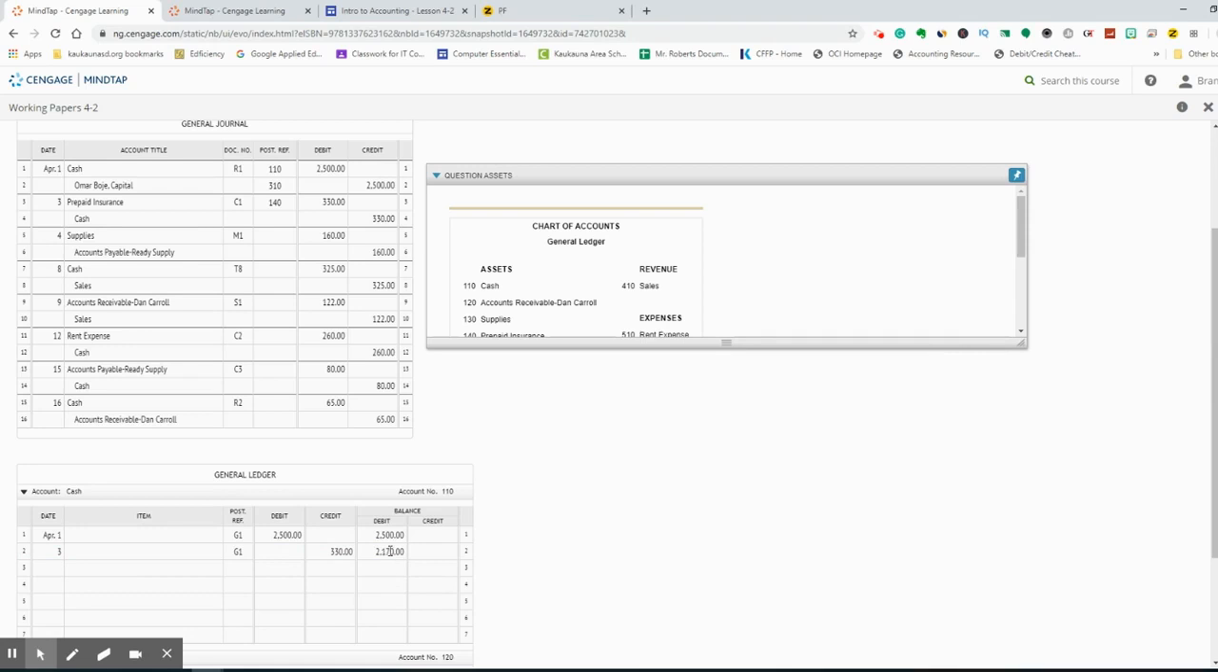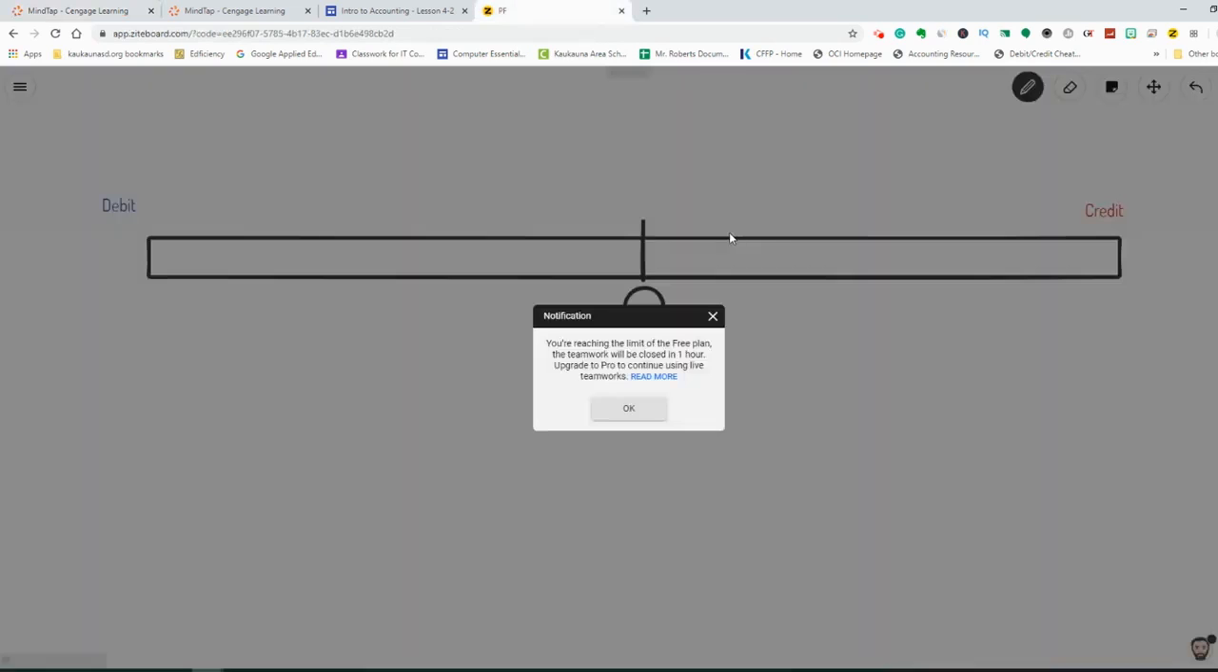This is really important because a lot of people will say, oh, it's a credit, so now the balance must be a credit. No, it's not, okay? It could become a credit, but in this sense, my debit balance of 2,500 is way bigger than the 330 credit. So I just subtract that, and now my debit balance goes down. If we look, oh, I'm reaching a limit.